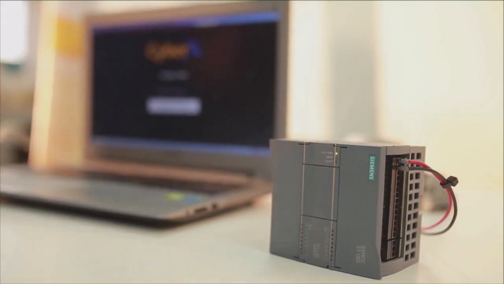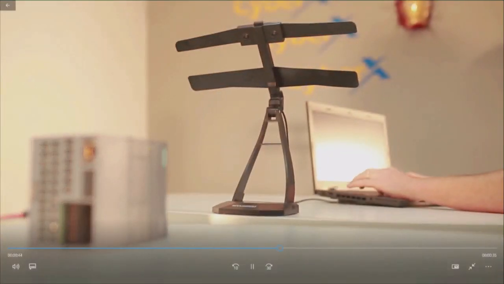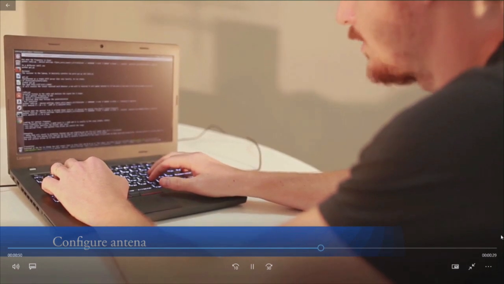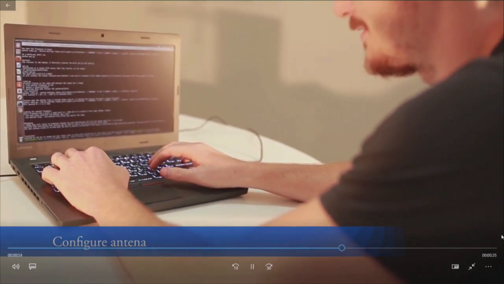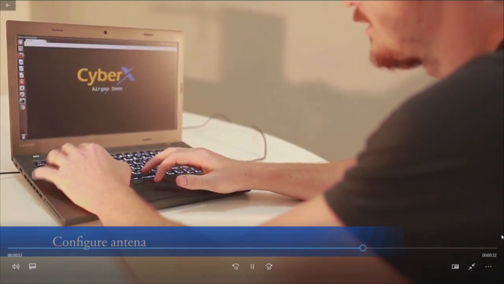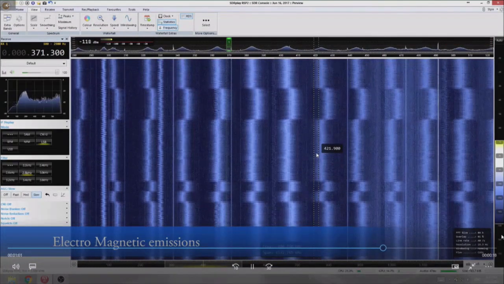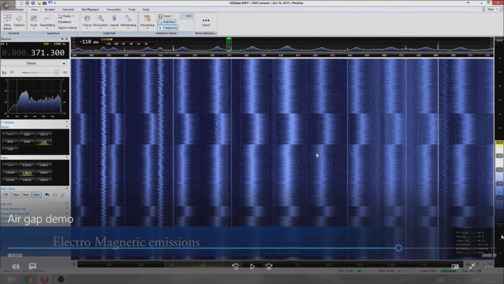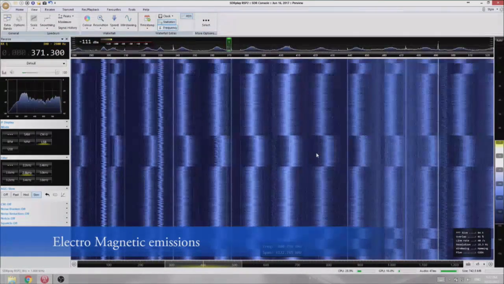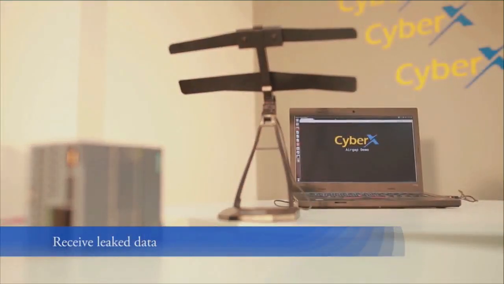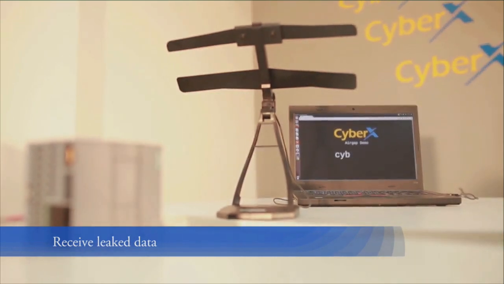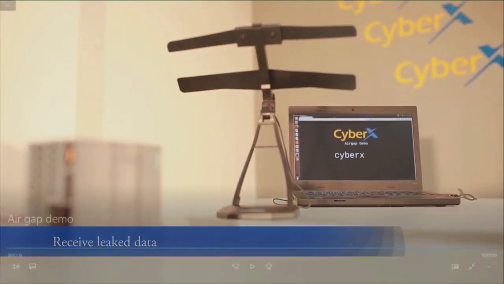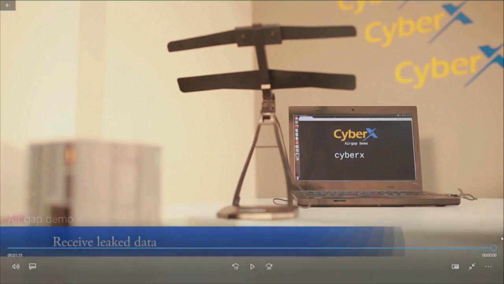Now we disconnect from the PLC. It's connected only to the power supply. And you can see the antenna. Here is the console SDR output. So this is an actual transmission of data. You can see those shifts caused by the memcopy, and they encode some bits. And then you can see it coming on the other side. So yeah, that's the demonstration. Thanks.